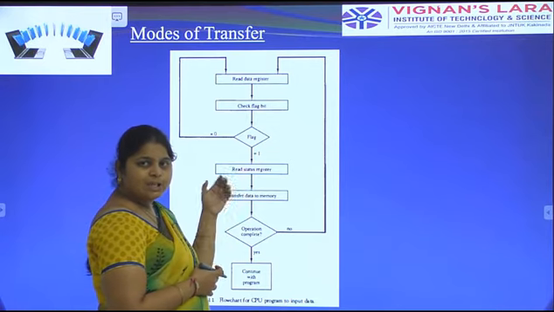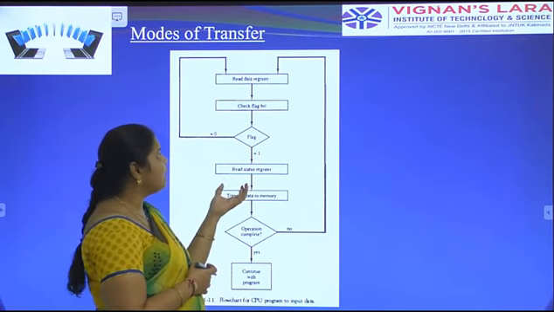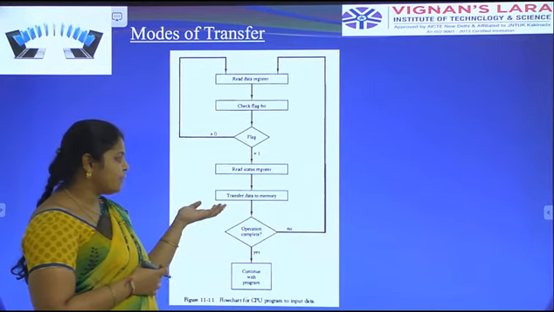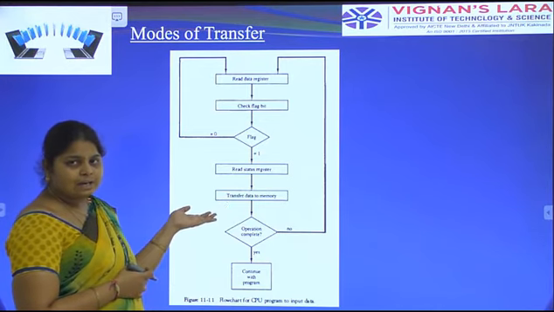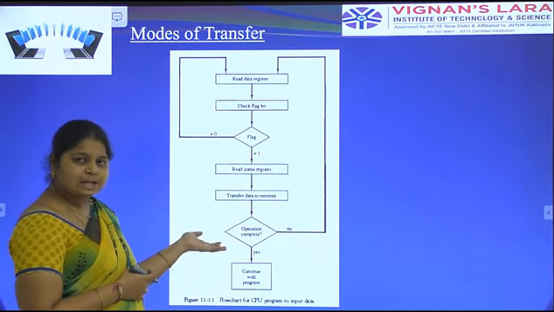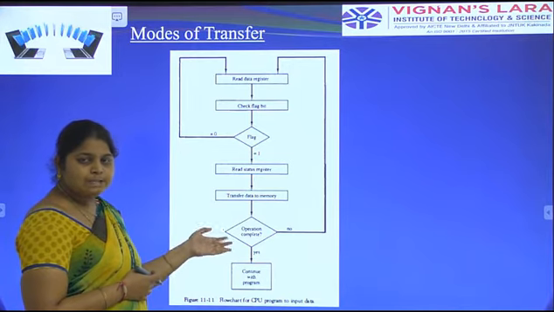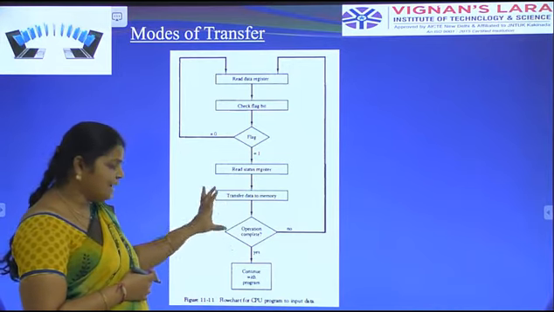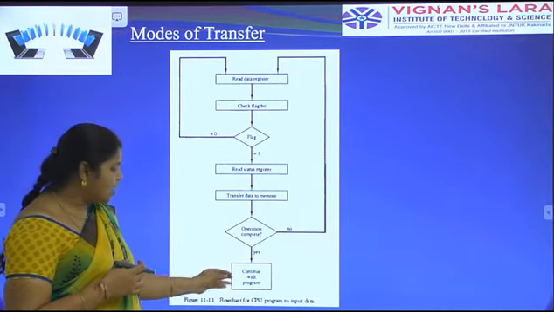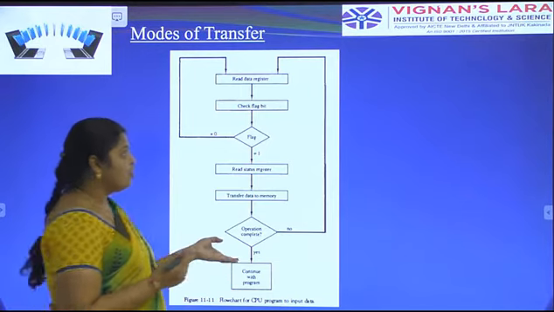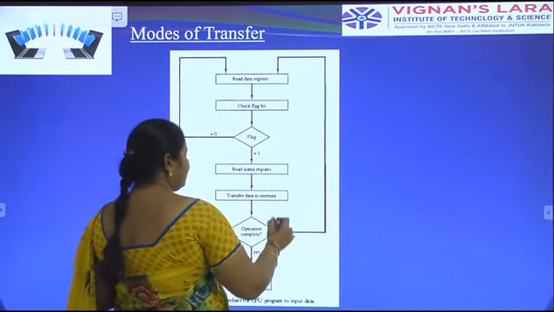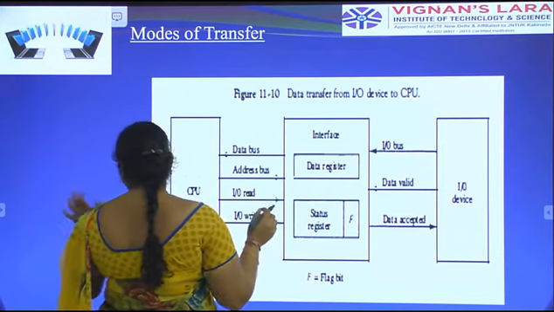The information that is available in the data register is transferred to the memory. Transfer data to the memory and then the operation is completed. Yes means the operation is completed here, and the data goes to the memory, and then continue with the program. No means the loop will be repeated again.